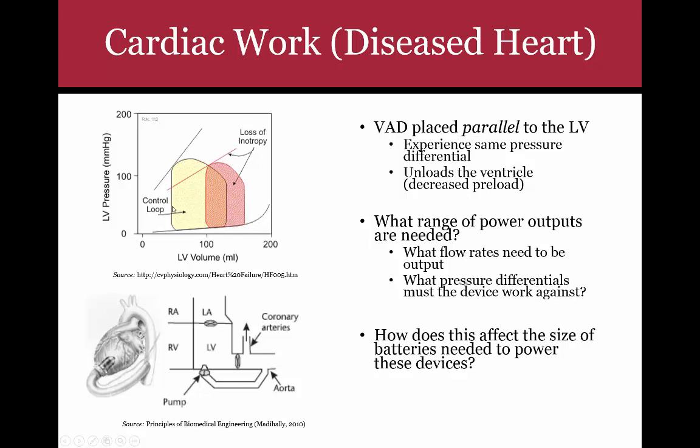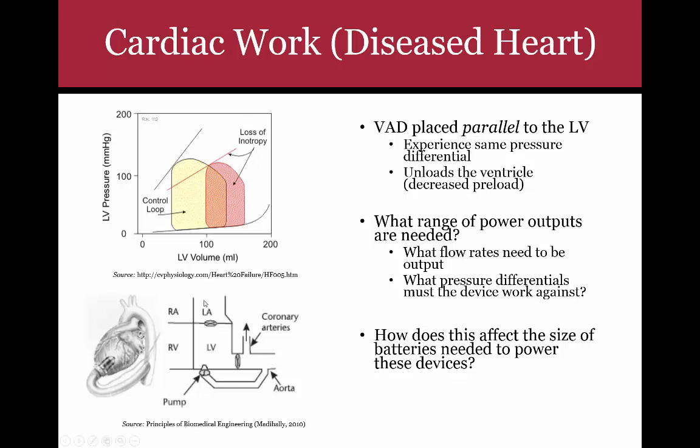Notice also the difference, right? The control loop has a much larger stroke volume than the red loop. That's because you have less volume being ejected per cycle, and that has a lot to do with the contractility of the heart, but also what's attached to it, like the blood vessel.